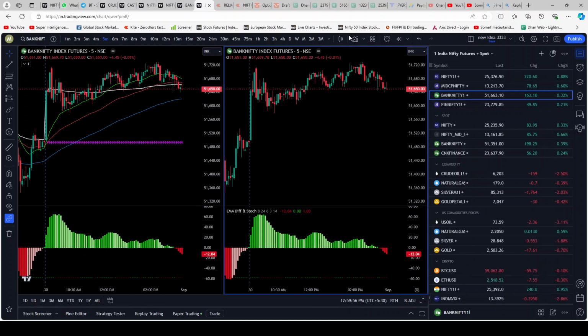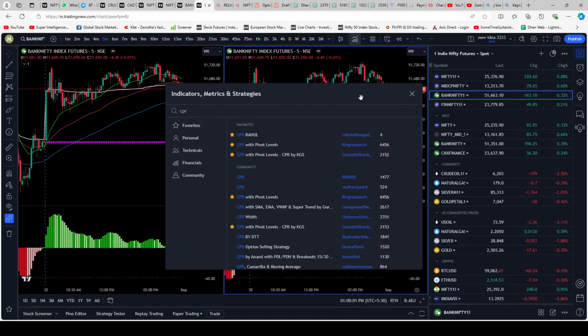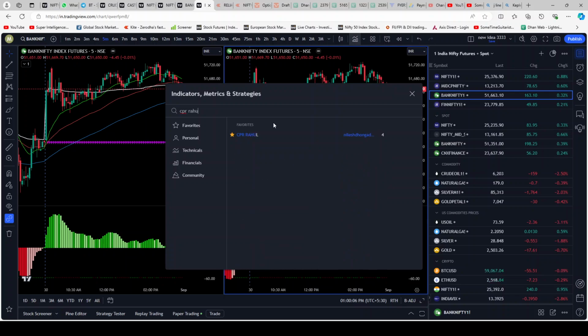The only other indicator that I will use is something where you type in CPR and then you type in Rahul. All right. When you type in, you will get this CPR Rahul. It's by Nilesh Dongare. There are only 4 currently who have marked it as favorites in my view. So I had to go through a lot of CPRs to come to this indicator. I was searching for a CPR indicator that I could use, and I came across this, which has got exactly the things I need in a CPR indicator. All right. So we'll click on this.